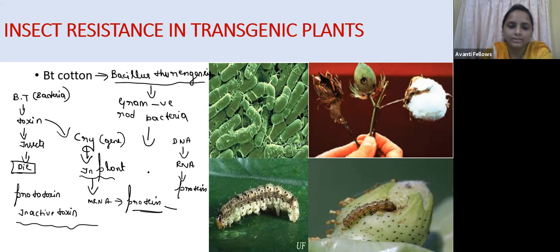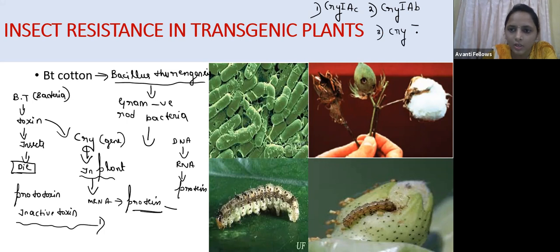There are main genes involved in this. For different crops, we use different types of genes. You have to remember the main types of genes. The first one is Cry1 AC. The second one is Cry1 AB. The third one is Cry2 AB. These are the three genes which we use for different crops.